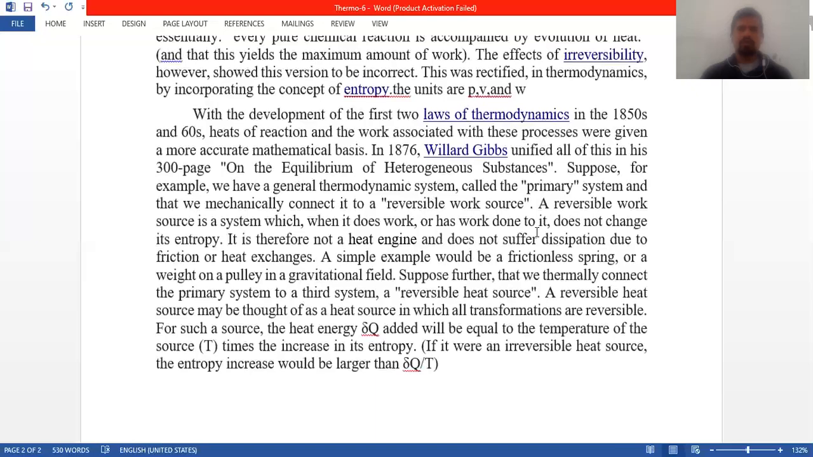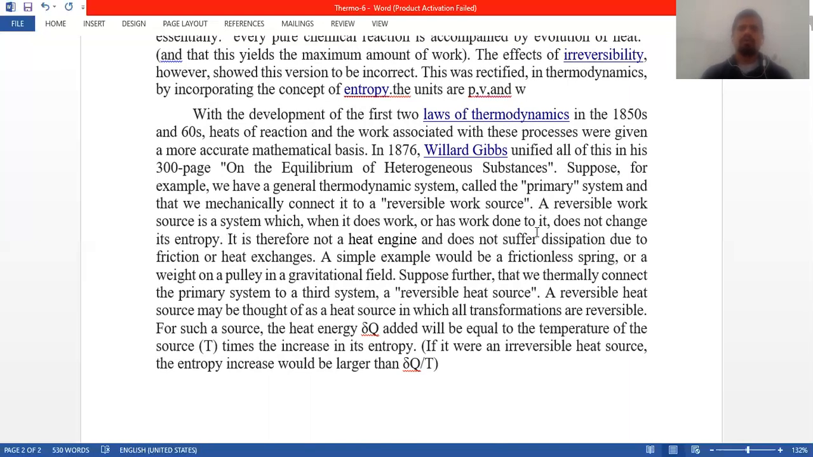The reversible work source is a system which, when it does work or has work done on it, does not change its entropy. It is therefore not a heat engine, and it does not suffer dissipation due to friction or heat exchanges. A simple example would be a frictionless spring or a weight in a plane gravitational field.